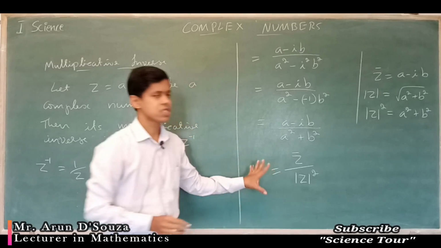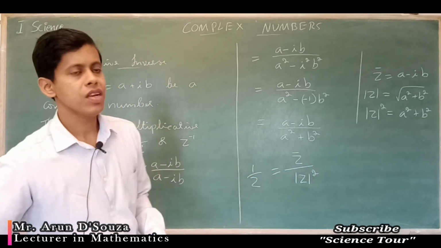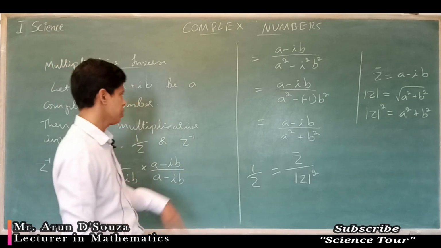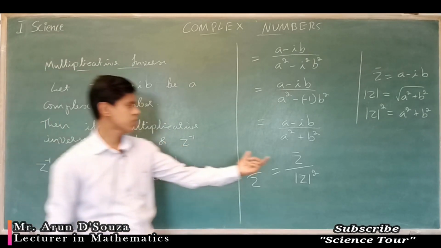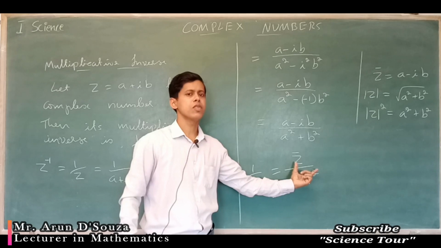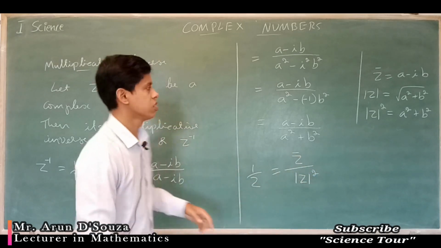Well, from this we will get a very important formula. Remember, multiplicative inverse is this formula. So what is multiplicative inverse? z bar by modulus of z square.